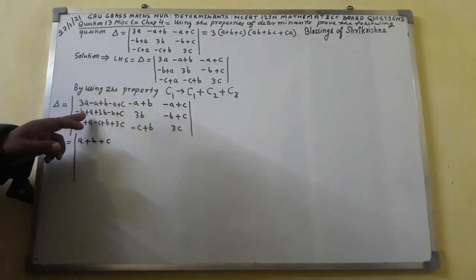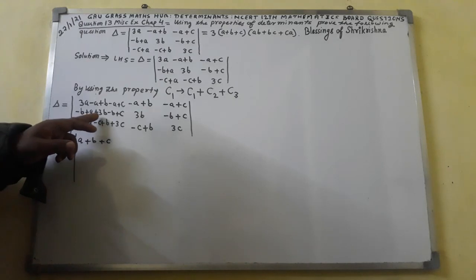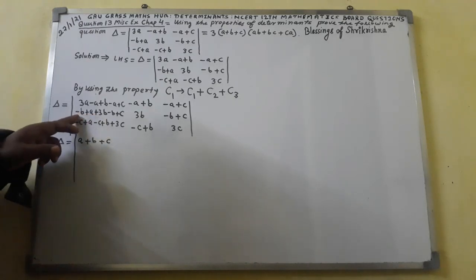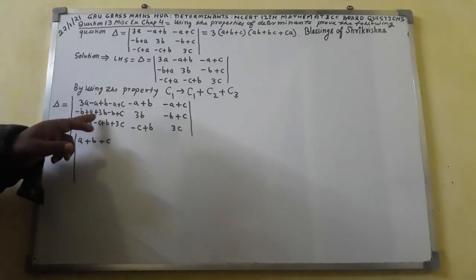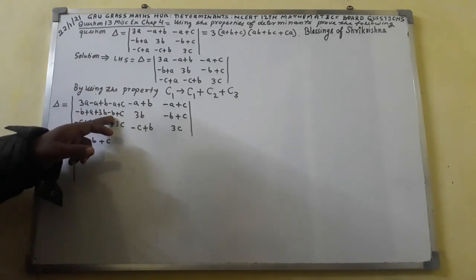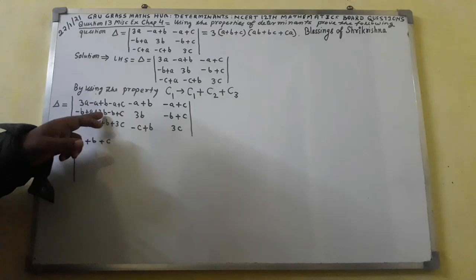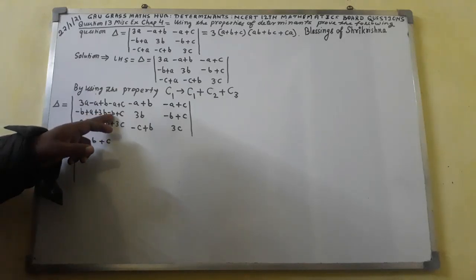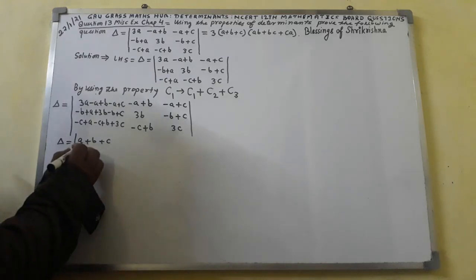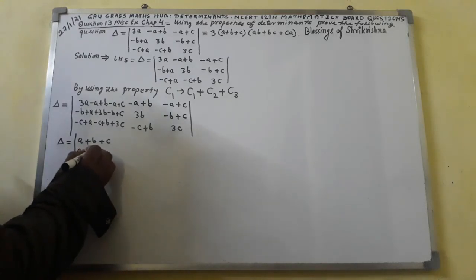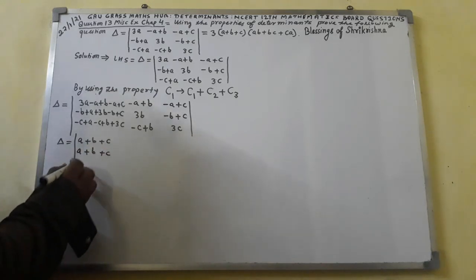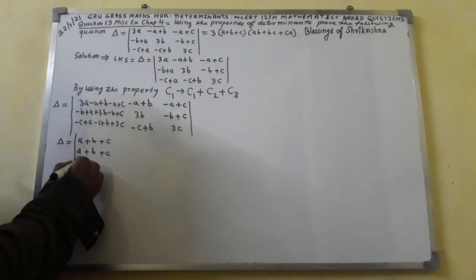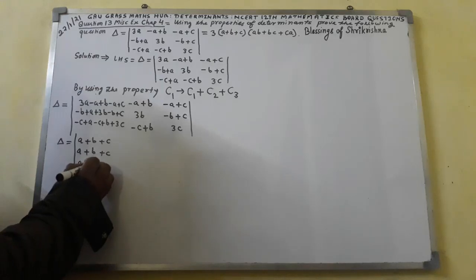Also here you can see 3b minus b, minus b comes out to minus 2b. 3b minus 2b comes out to b only. You will get here a plus b plus c. This one you will get. And the third row will also become a plus b plus c.